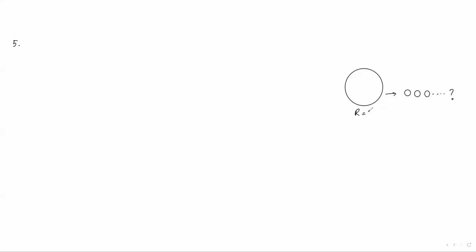The radius of the solid sphere, capital R, is 3 centimeter. The diameter of the smaller ball is 0.6 centimeter, so the radius is 0.6 divided by 2.